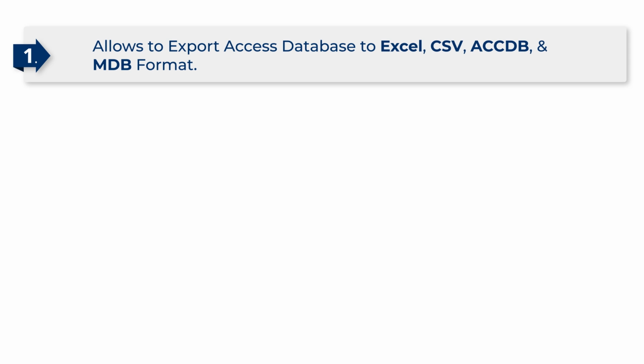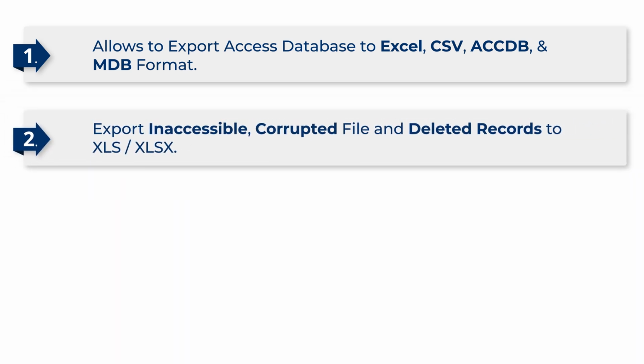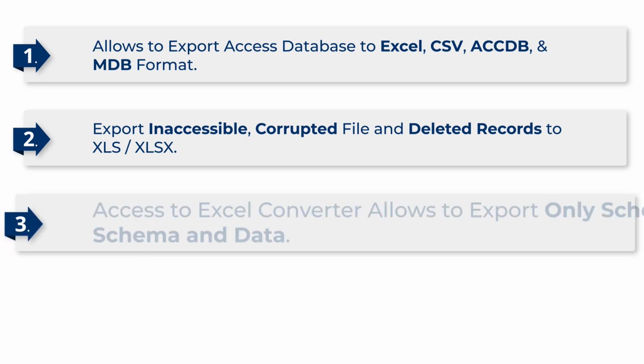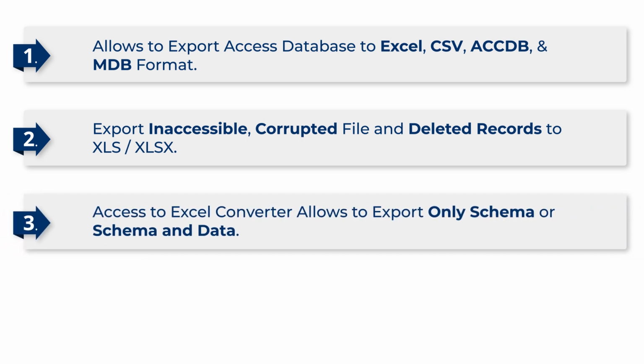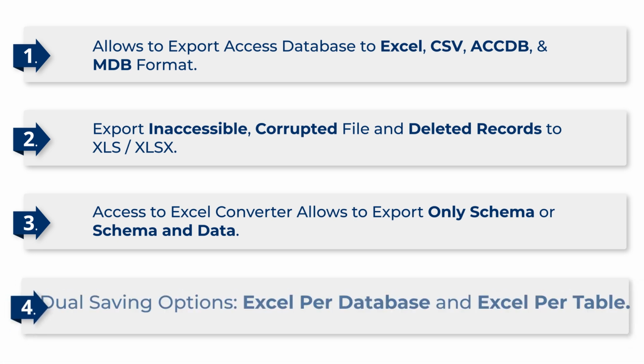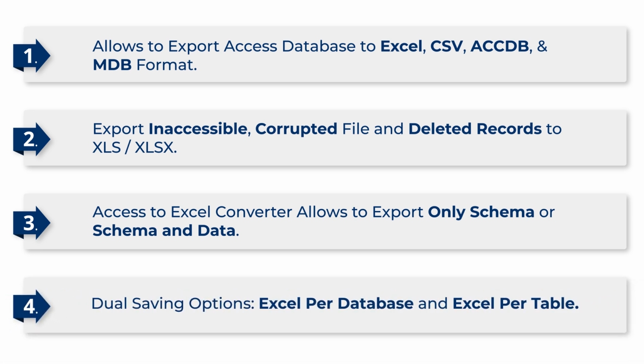Access to Excel Converter allows you to export Access database to Excel, CSV, ACCDB, and MDB format. The tool is capable of exporting inaccessible, corrupted files and deleted records to XLS or XLSX format. It provides the option to export only schema or schema and data. The software has dual saving options, Excel per database and Excel per table.